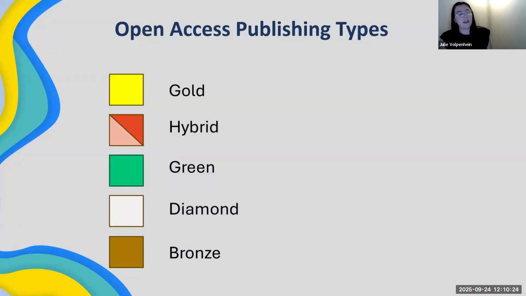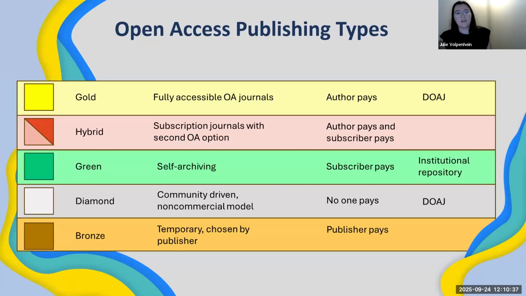So I mentioned there are different types of open access. There are more than even what's seen here, but we'll start here. These are the most common: gold, hybrid, green, diamond, and bronze. Gold here means all the articles in a journal are open access. And to get your article into one of these gold level OA journals, you're going to pay an APC. And you can find these in the Directory of Open Access Journals.